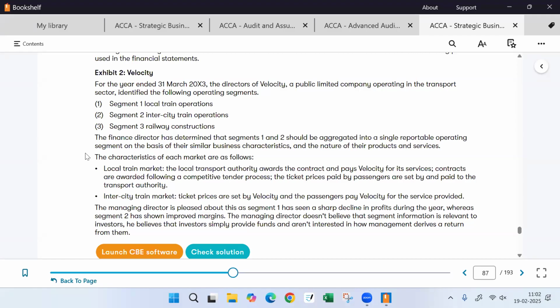Because what is the nature of operations of segment 1 and what is the nature of operations of segment 2? Try to identify whether they are of a similar nature. Do they have similar products and services? Do they have a similar production process? Do they have the same type or class of customer? What is the method of distribution? Regulatory requirement, are they the same? Just think about that.